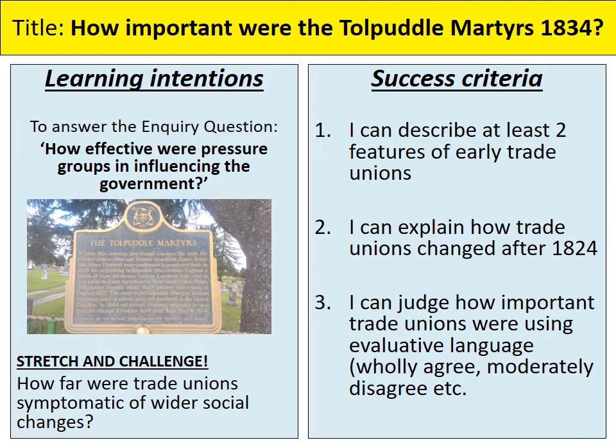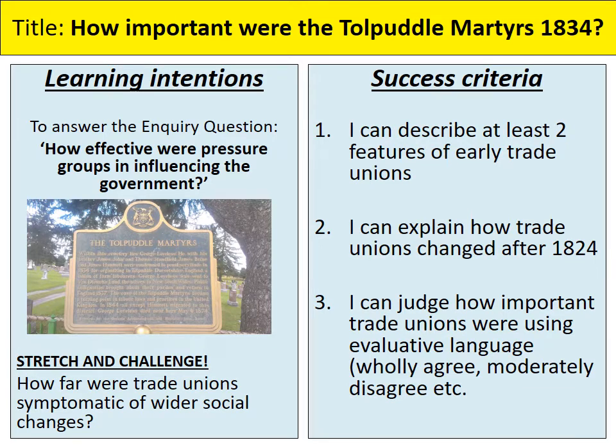So, how important were they? Our learning intention, our big inquiry for the next few lessons, is to consider how effective pressure groups were in influencing the government. Did they have any sway politically? Success criteria for today: describe 2 features of early trade unions, explain how trade unions started to change after 1824, and judge how important trade unions were. In actual fact, these success criteria will go through into the next lesson as well. And then stretch and challenge to get you really thinking: how far were trade unions symptomatic of wider changes?